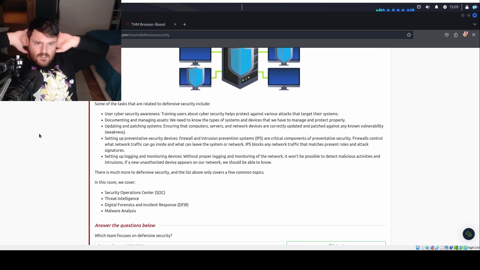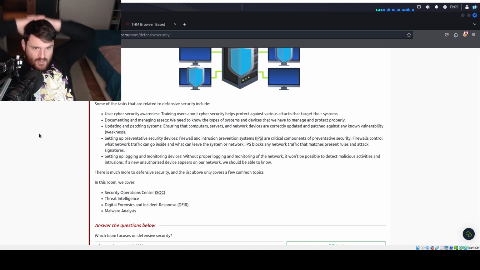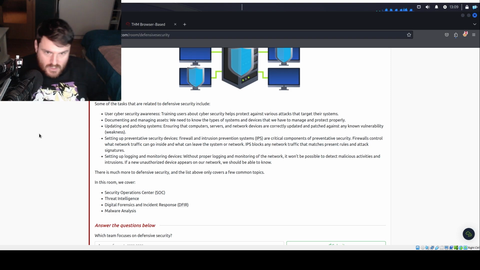Some of the tasks that are related to defensive security include user cyber... Interesting.